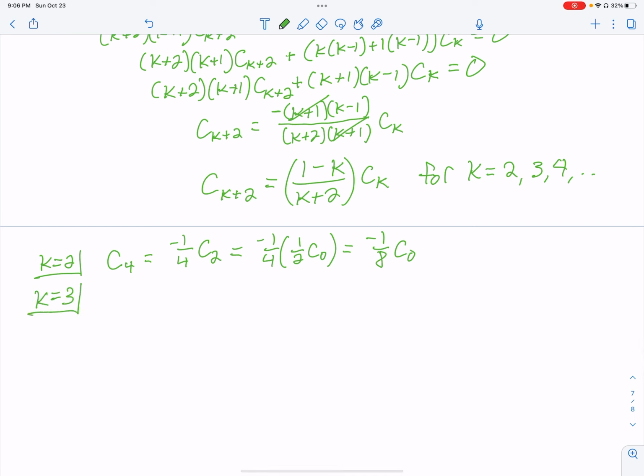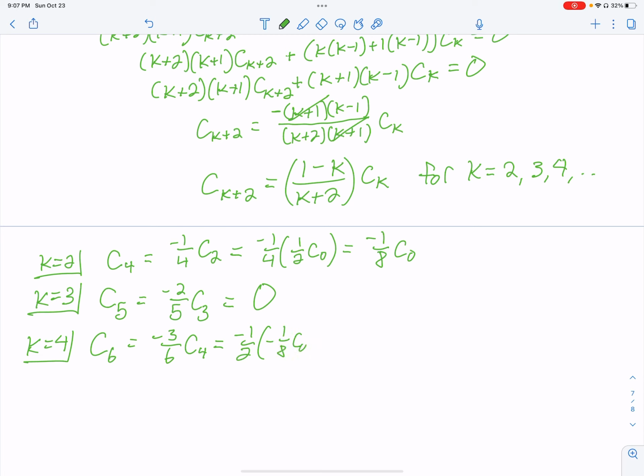All right, so there's our first one. K equals 3. So I get C sub 5. And then plugging that into the formula, I got negative 2/5 C3. But C3, if I look up, is 0. So that's 0. K equals 4. So I get C sub 6 times negative 3/6. That's just using the formula up there. I just didn't reduce. That's negative 1/2 times, and then C4, if I look, it's right above here, negative 1/8 C0. That is going to be 1/16 C0.